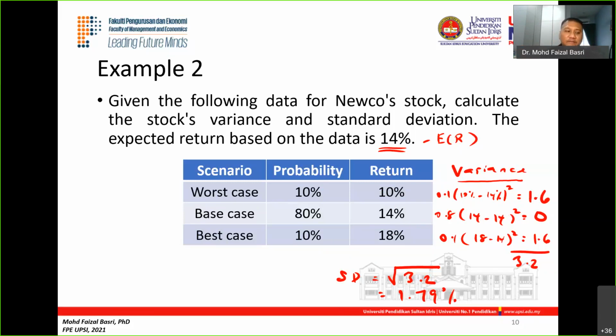For my advice, what most of the time I do is, based on probability, I use decimal like this: 0.1, 0.8, 0.1. But in terms of the returns, I'm going to use the full values. I just keep the percent here.